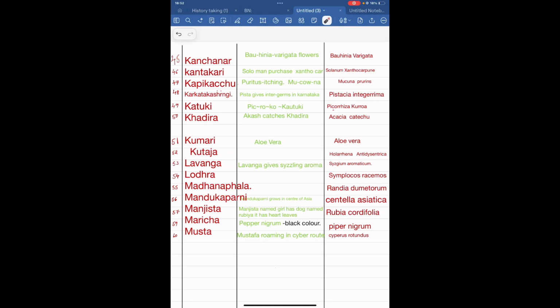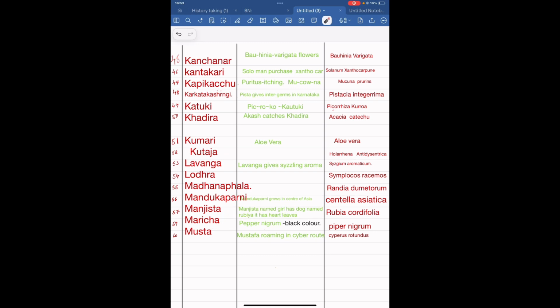Then Manjista. There is a girl called Manjista. She has a dog named Rubia. Among the many types of leaves, that dog has heart leaves. So we need to decode it: heart in anatomy is cordi, and for leaves in morphology we call it folia. So Manjista is Rubia cordifolia.